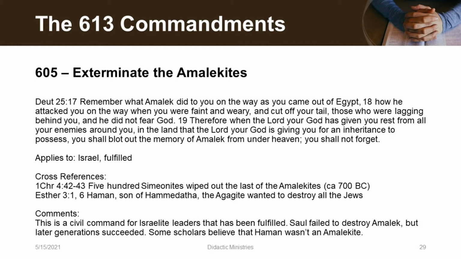The book of Esther, chapter 3, verse 1, and chapter 3, verse 6, introduce into the story a man named Haman, the son of Hammedatha, an Agagite, who wanted to destroy all of the Jews. Although many people believed that Haman was descended from King Agag of the Amalekites, other scholars believe that Haman was not an Amalekite.